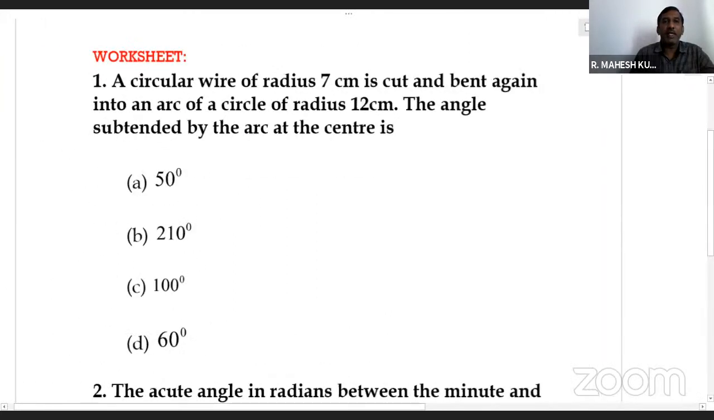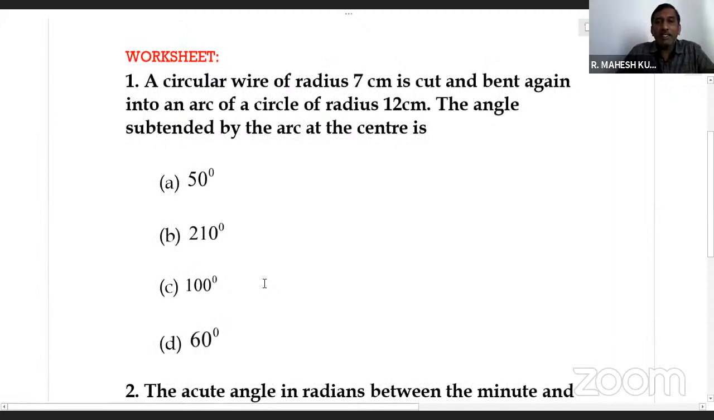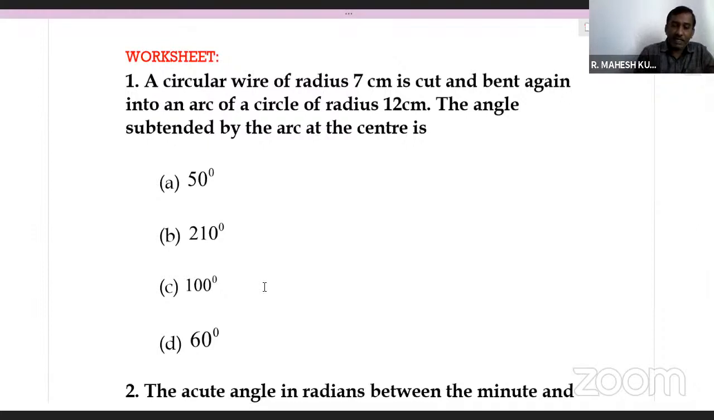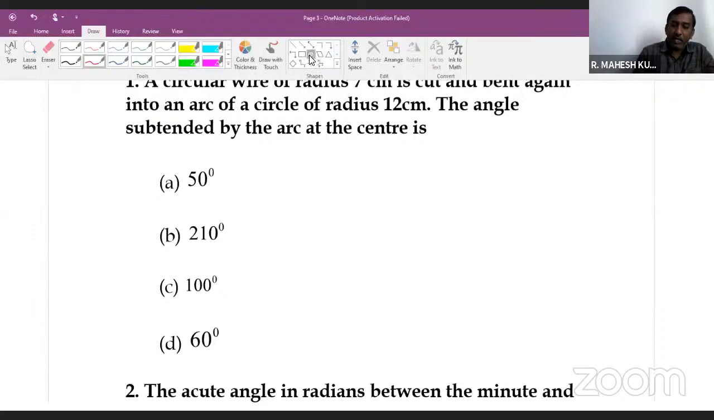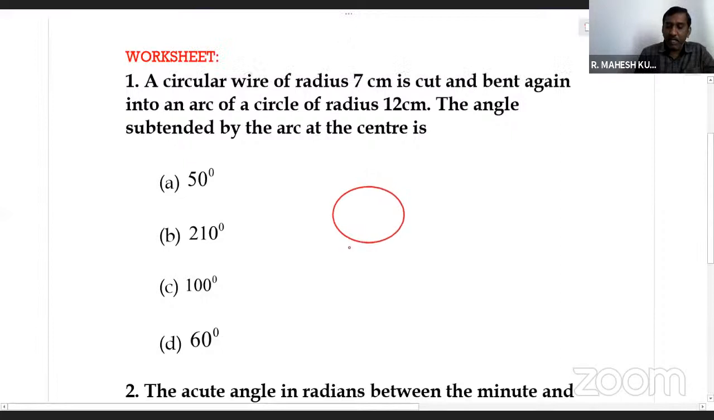What is the first question? A circular wire of radius 7 centimeter is cut and bent again into an arc of a circle of radius 12 centimeter. Then what is the angle subtended by the arc at the center of the circle? A circular wire of radius 7 centimeter, right? So I'm going to take a circular wire of radius 7 centimeter. So this is a wire I am going to draw, and its radius is going to be 7 centimeter.